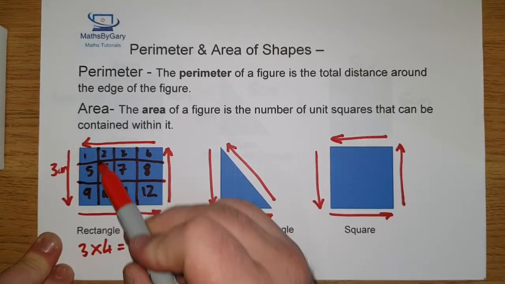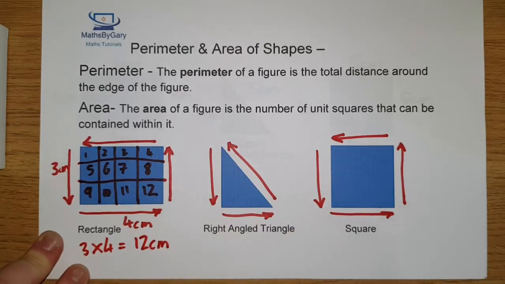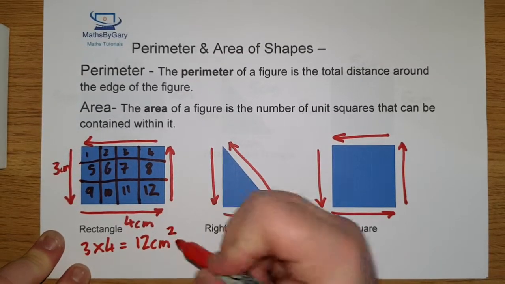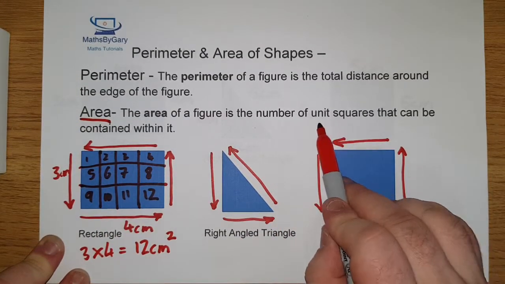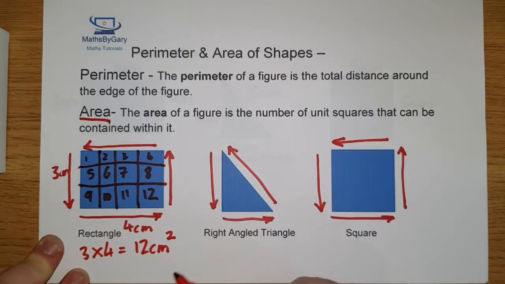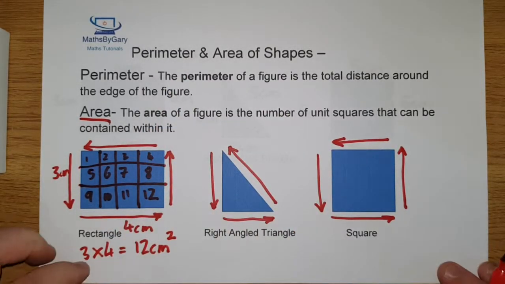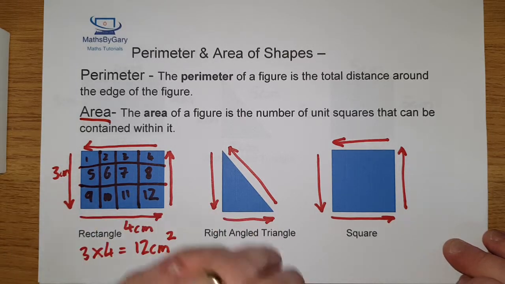So the area of this rectangle is 12 centimetres, but remember it's centimetres squared because it's the area that we're after, the number of unit squares. So 3 times 4 is 12 centimetres squared. That gives you the area of the rectangle. So we're now going to go and look at perimeter and area in a little more detail.